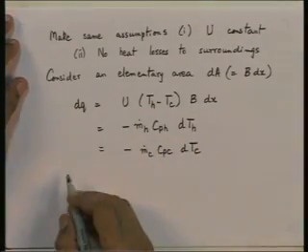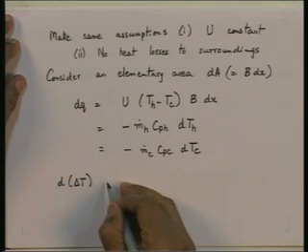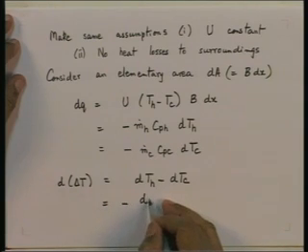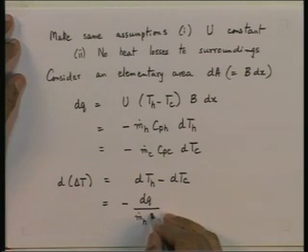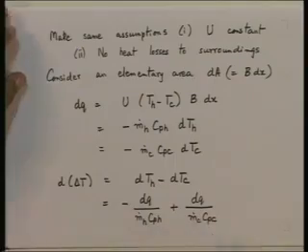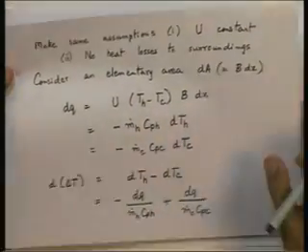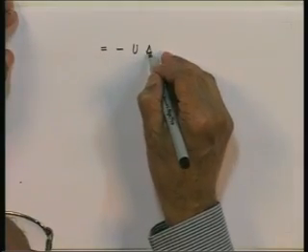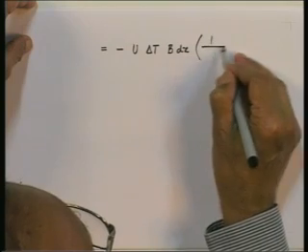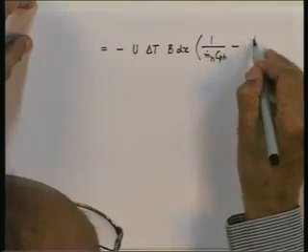Now, we proceed with the same algebra. We can write d delta T is equal to dTh minus dTc, which is equal to minus dq upon m dot h Cph plus dq upon m dot c Cpc, and using again the first, second and third equations which we had earlier, if we do a little algebra, we will get this is equal to minus U delta T b dx in bracket 1 upon m dot h Cph minus 1 upon m dot c Cpc, and then I integrate from inlet to outlet.